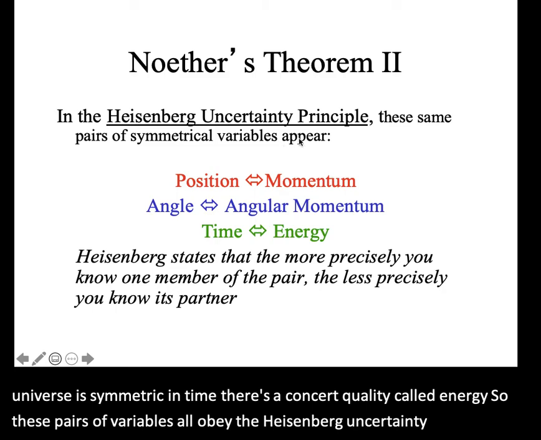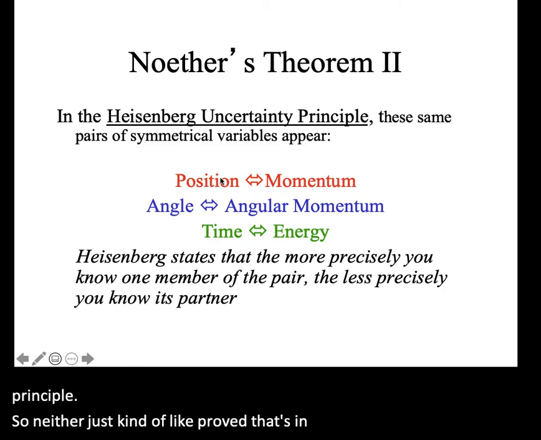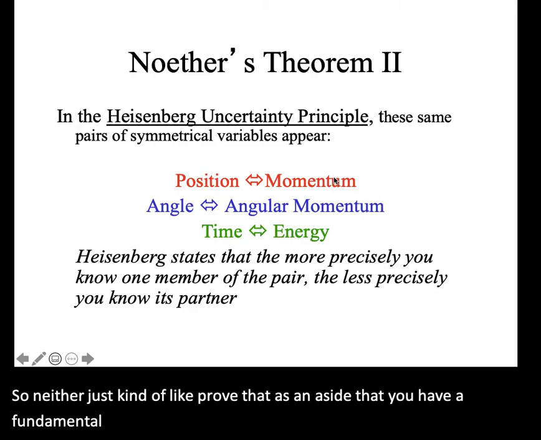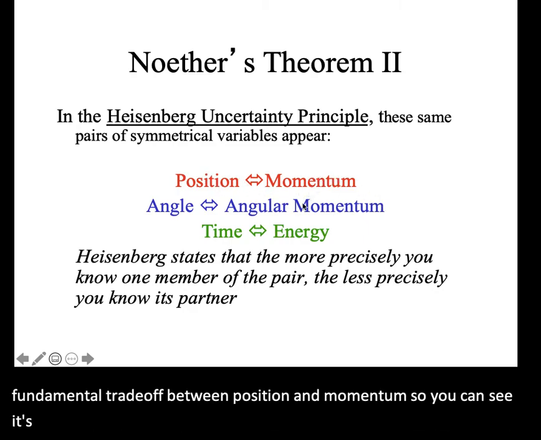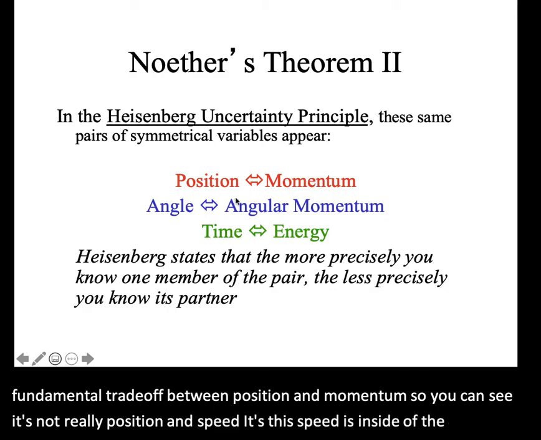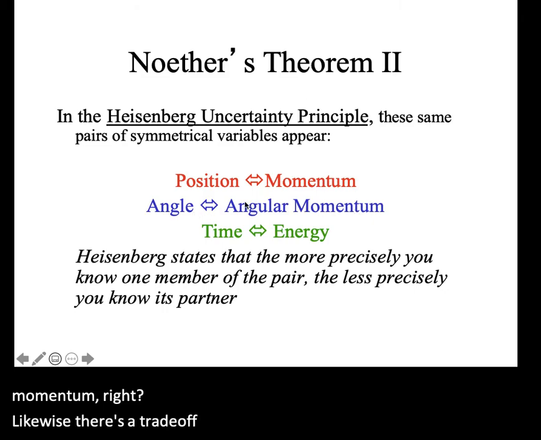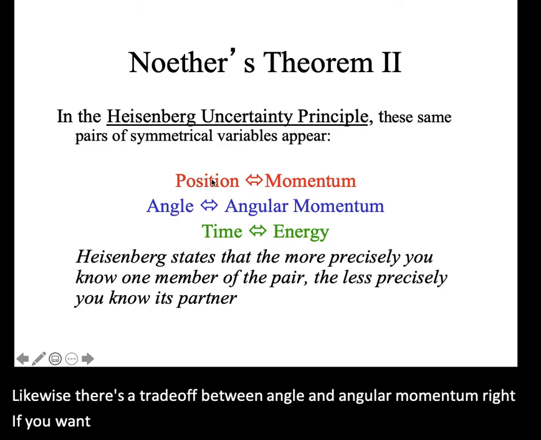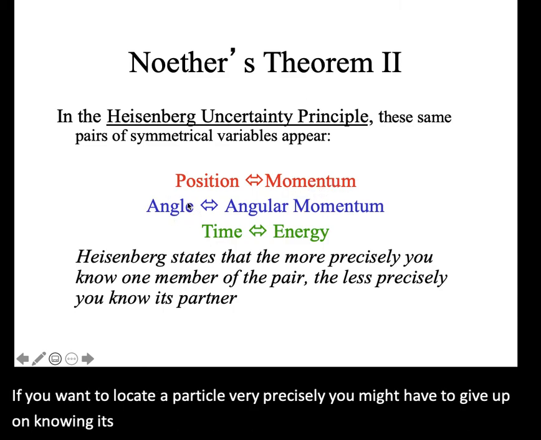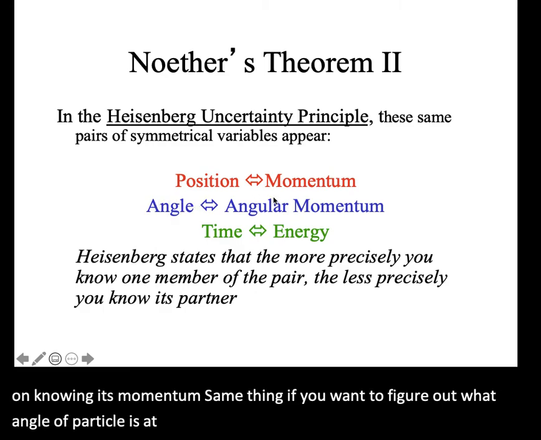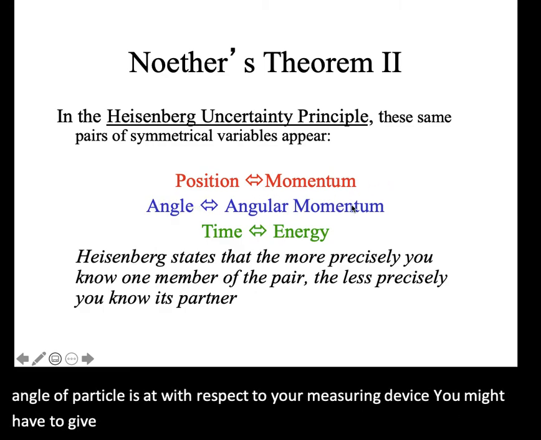So Noether just kind of proved that as an aside, that you have a fundamental trade-off between position and momentum. So you can see it's not really position and speed. The speed is inside of the momentum, right? Likewise, there's a trade-off between angle and angular momentum, right? If you want to locate a particle very precisely, you might have to give up on knowing its momentum. Same thing if you want to figure out what angle a particle is at with respect to your measuring device, you might have to give up on some information about its angular momentum.